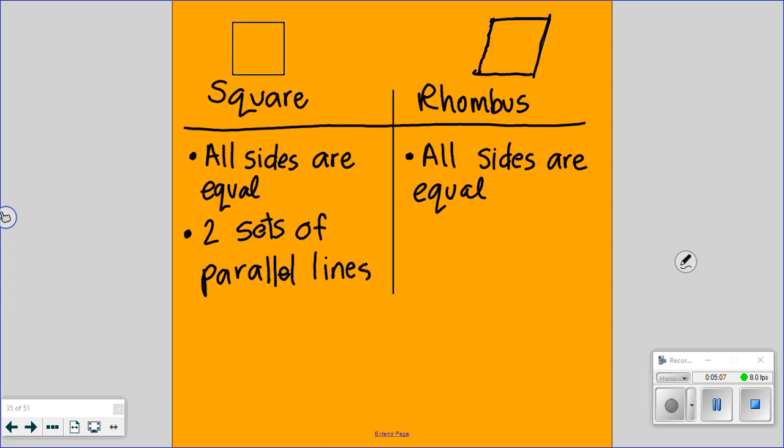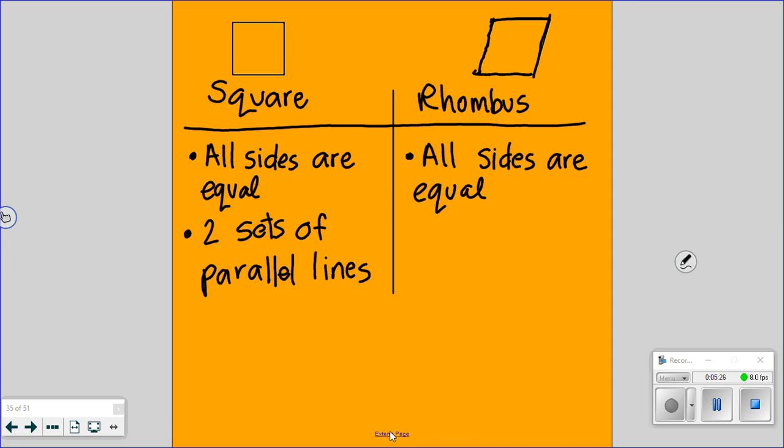When you're describing parallel lines, you've got to describe the sets. I was reading over some of your riddles that you made yesterday with the sub, and some of you just wrote that they have parallel sides. We need to be more specific. Does it have one set? Does it have two sets? Does it have three sets? I said it had one.